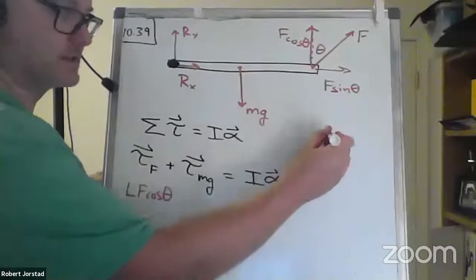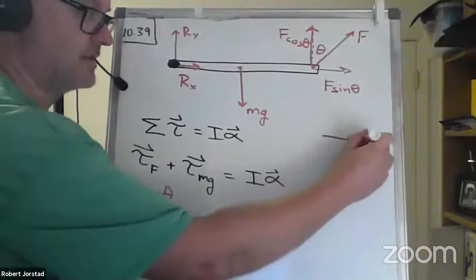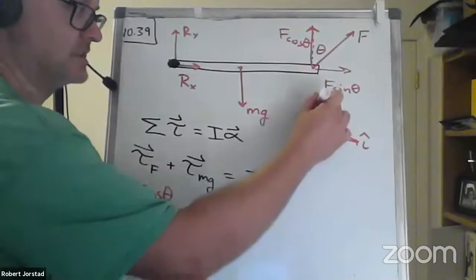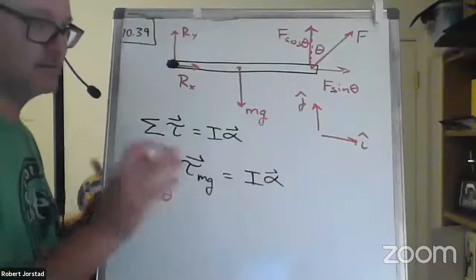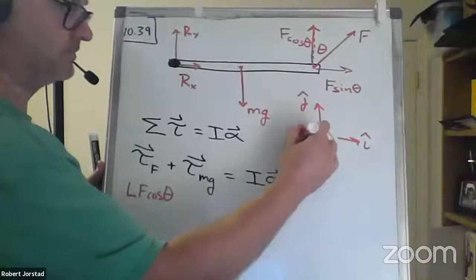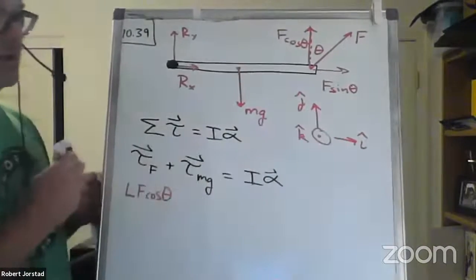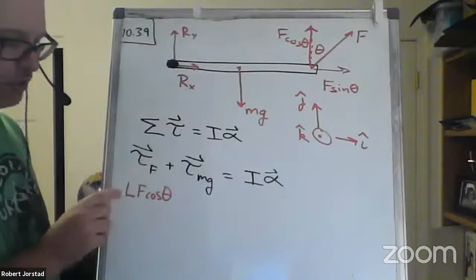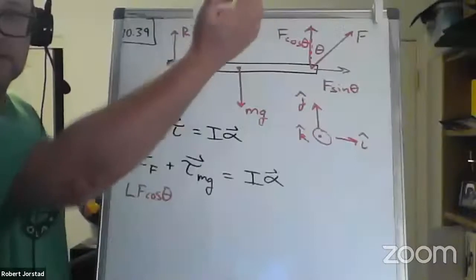Let's draw a coordinate system first. I'm assuming this is I hat, this is J hat, right? So if this is I hat and J hat, which way is K hat? K hat would be out of the page. I goes to J, goes out of the page. So that's K hat. And what is the torque direction for this one? It'd be K hat.